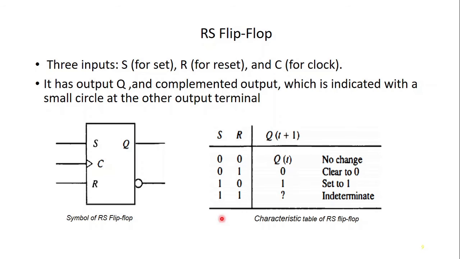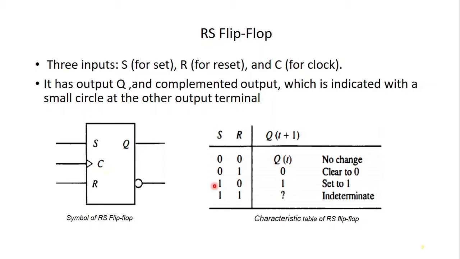This shows the characteristic table of the RS flip-flop. Here, for the positive edge of the clock pulses, if the input 0 0 occurs in the S and R inputs respectively, there is no change in the output. It stays in the previous state itself. When the input S is equal to 0 and R is equal to 1 at the positive edge of the clock, it resets the flip-flop and it stores a 0 value.